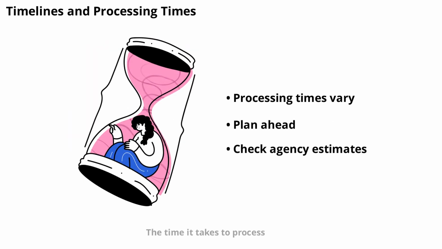The time it takes to process a government application can vary greatly. Some applications are processed within days, while others may take weeks or even months.